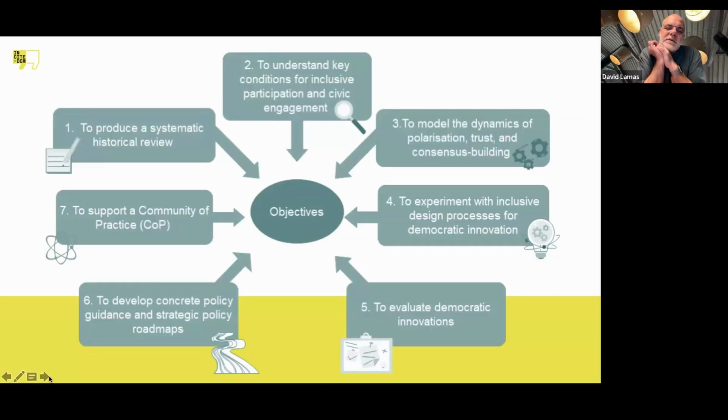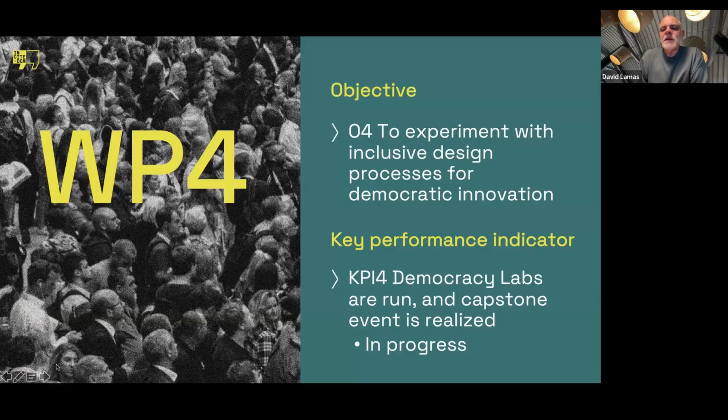As you can see from the slide now being shown, there are a number of objectives guiding our work, 7 to be precise. Ours is number 4. In this number 4 objective, our goal is to experiment with inclusive design processes for democratic innovation. Within the project, this was formerly known as Work Package 4. It fulfills Objective 4 in the project. And our key performance indicator, also number 4, are the running of the Democracy Labs and the realization of this capstone event, which is one of the sessions taking place in Brussels shortly after New Year.